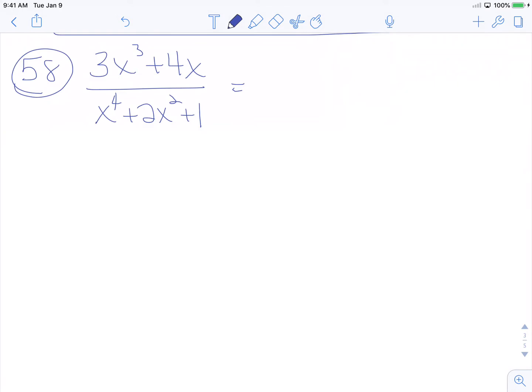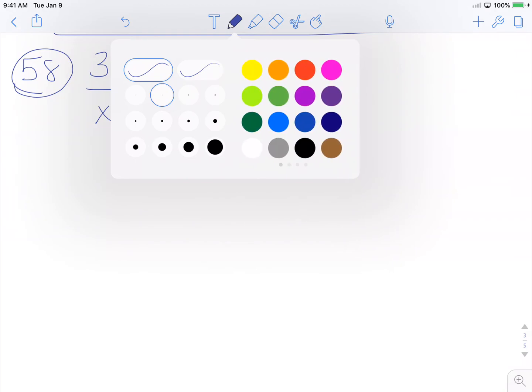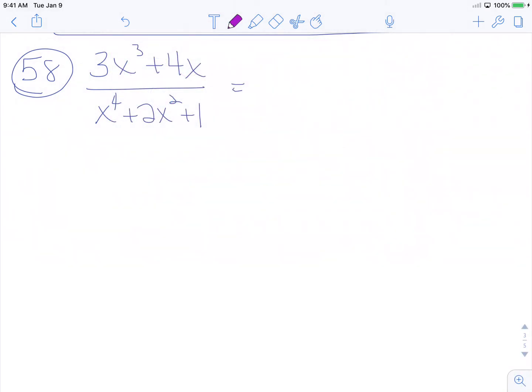So 58, we have 3x cubed plus 4x. Not really worried about the numerator right now. But the denominator says x to the fourth plus 2x squared plus 1. So factor first. How does the denominator get factored? So if you have x to the fourth, how would you factor that denominator? Anybody know? Would it be x squared plus 1 and x squared plus 1? Yeah, x squared plus 1, x squared plus 1.